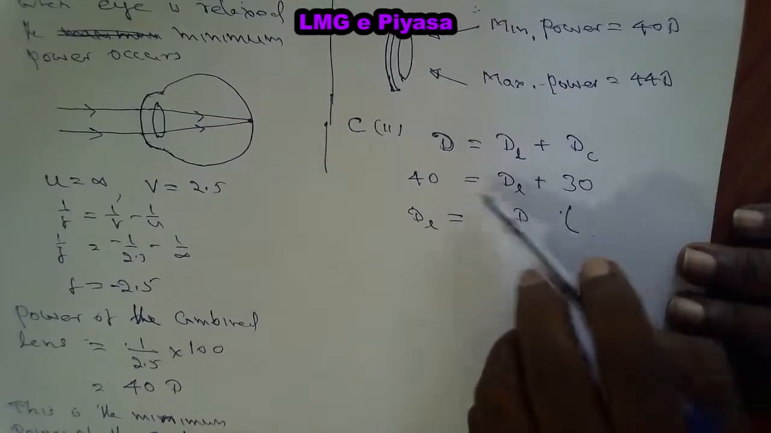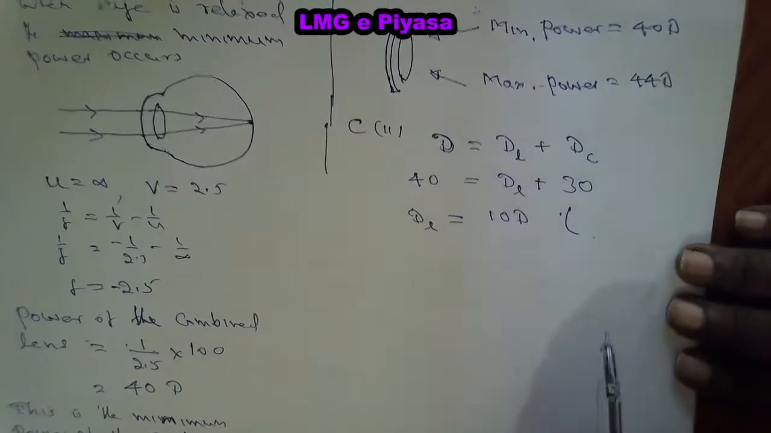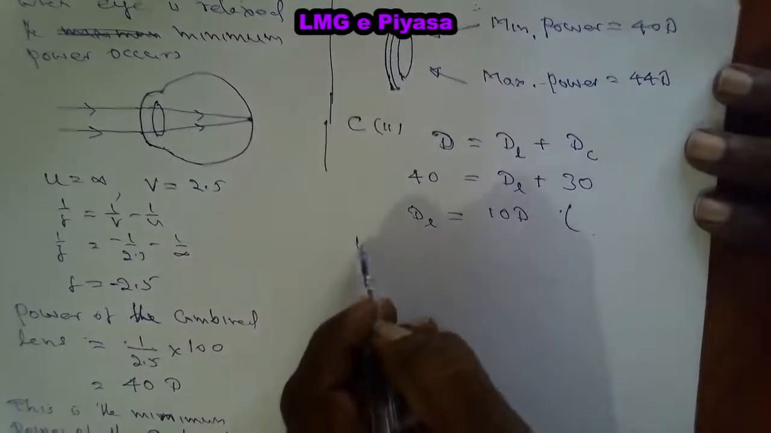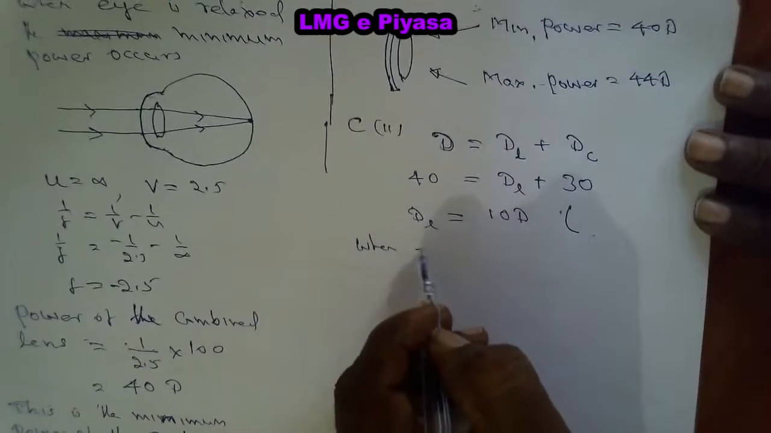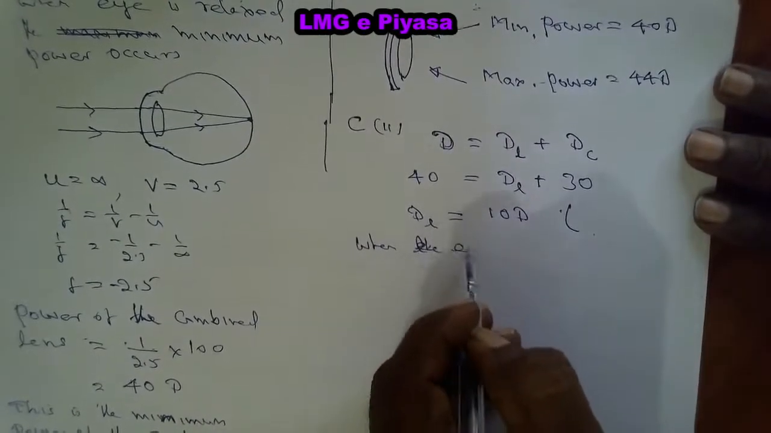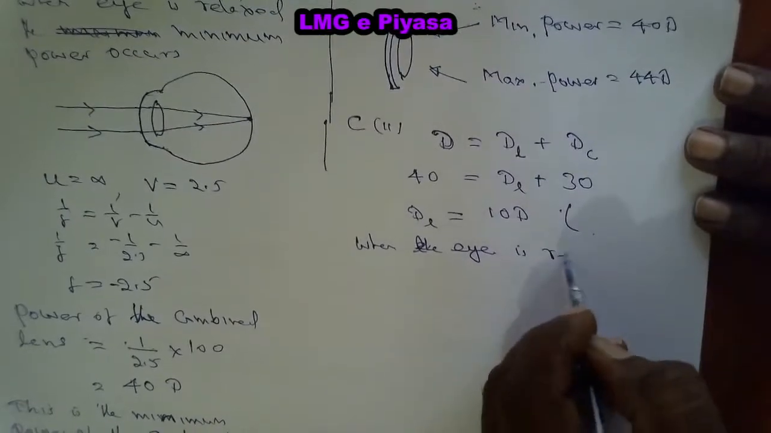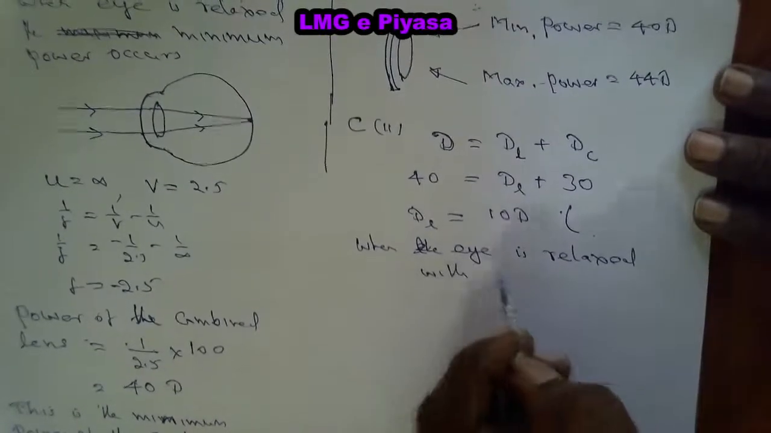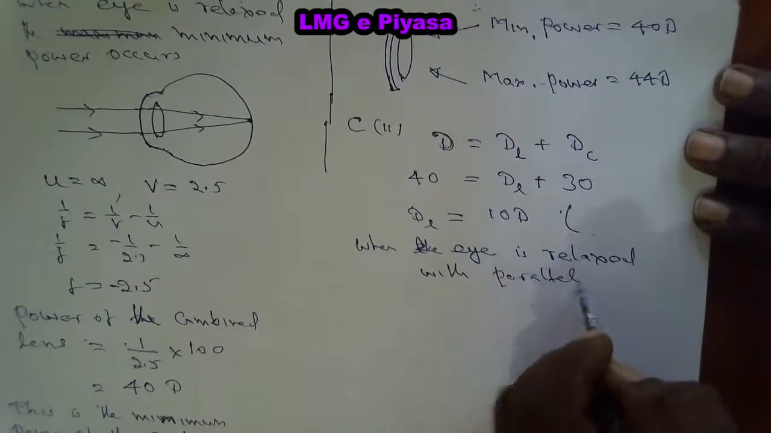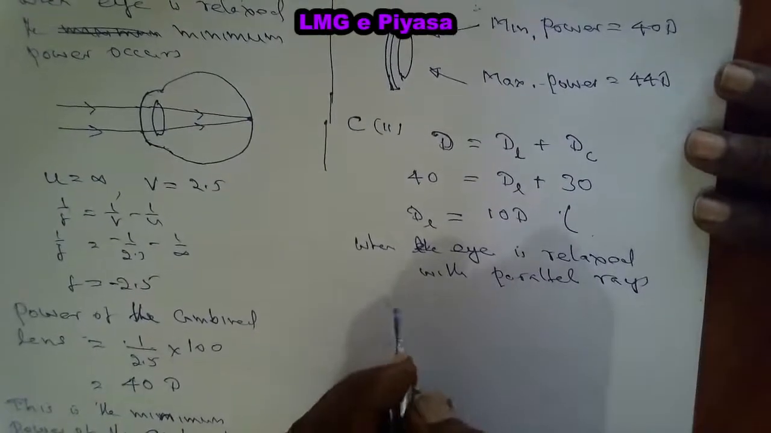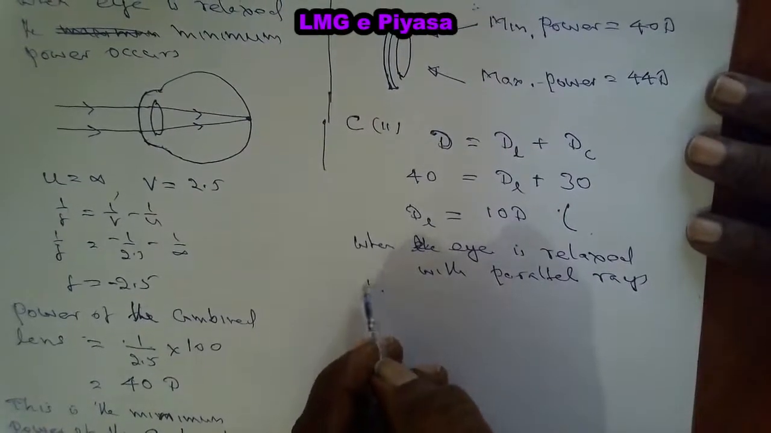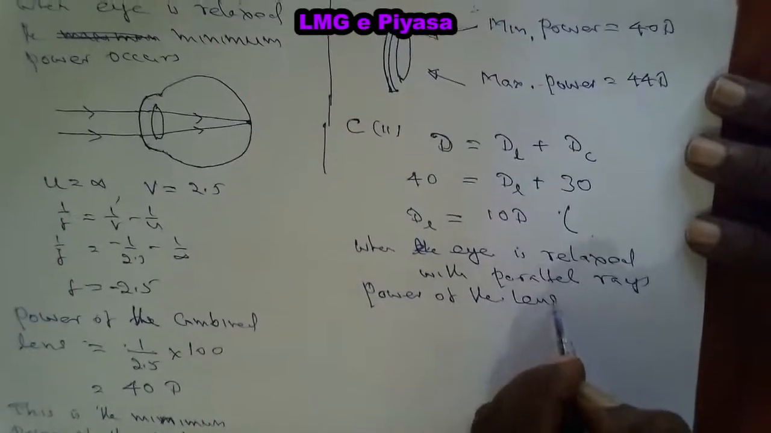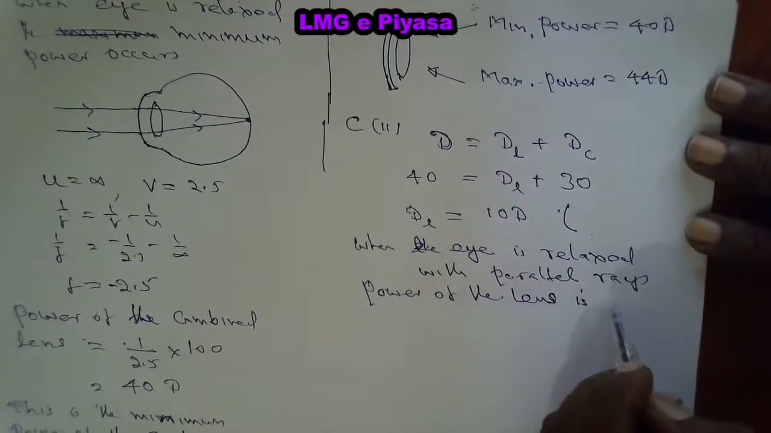This is low power, when the eye is relaxed, with parallel rays. The power of the lens is ten diopters.